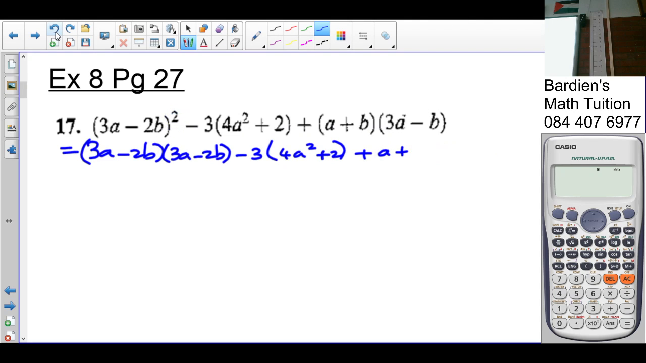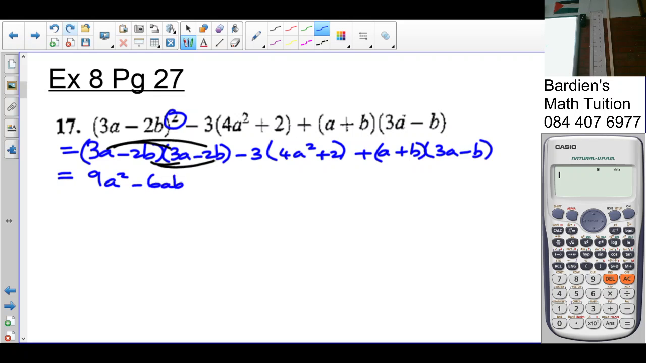Then I got 9a squared. So what you did was multiply this out here. Okay, no problem. Carry on. 9a squared, minus ab, 6ab, minus 6ab, plus 4ab squared, minus 12a squared. So what you did was multiply this out here. Alright, good. Minus 12a squared.